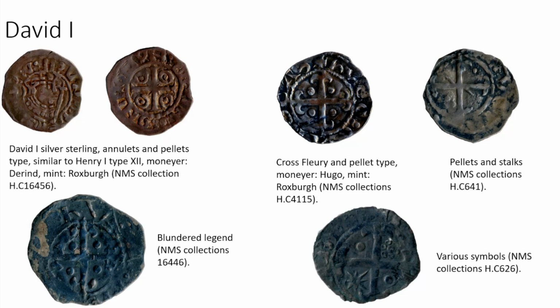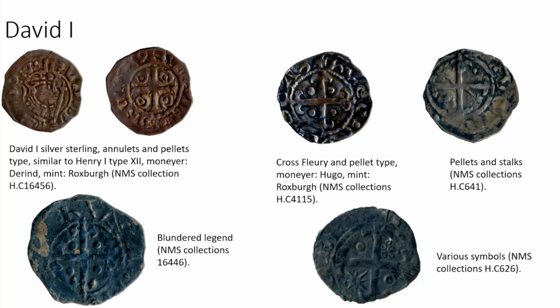One of the current interpretations is that the blundered legends of the cross fleury type were issued after David had died. But it's also quite possible that these blundered legends were still issued while David was still alive. At this point, it's also probably good to say that these coins were generally produced to the same standard as the corresponding English coins, but recent silver testing has shown that the coins of David I minted from the Scottish mints were of a slightly lower silver content than the coins that David and Earl Henry were issuing from Carlisle. That would be a topic of an entirely different talk, so I will stop there.